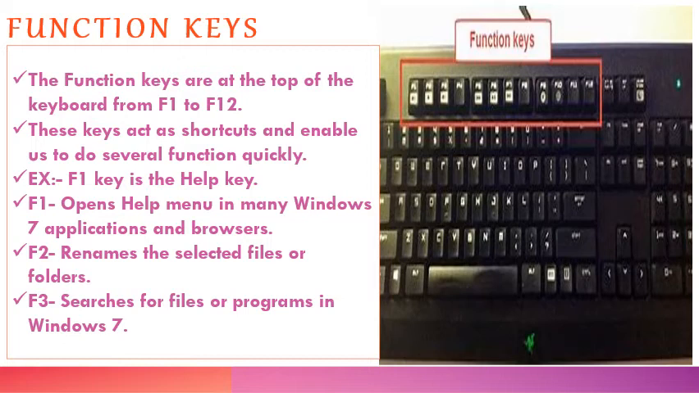Come, let's see what some common function keys and their functions are. Uses of F1 key: opens the help menu in many Windows 7 applications and browsers. If you are in an application and you press this key, you will get its help file. Uses of F2 key: renames the selected files or folders. You select the program on your desktop and press this key, you will be allowed to rename that program.